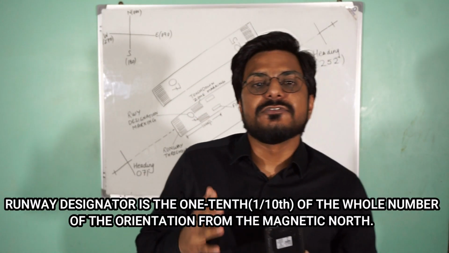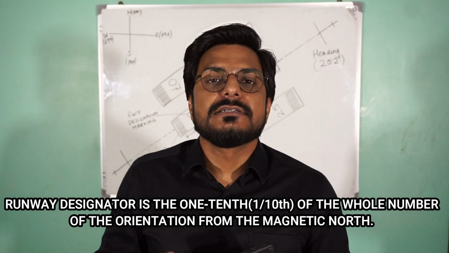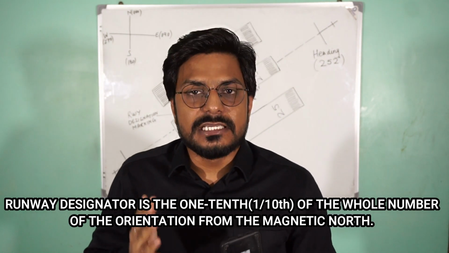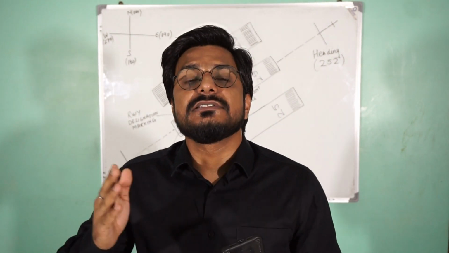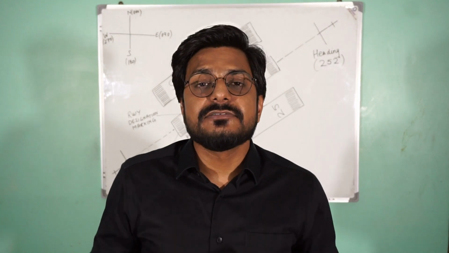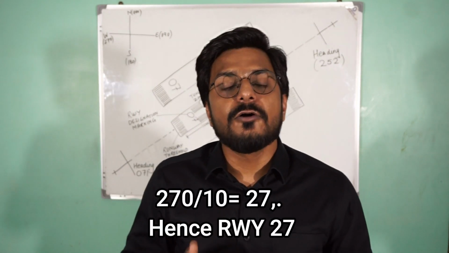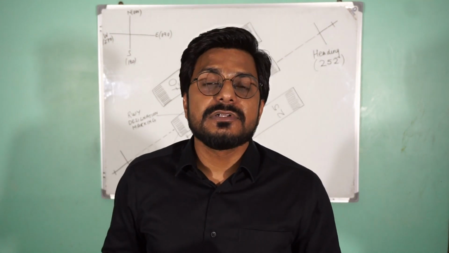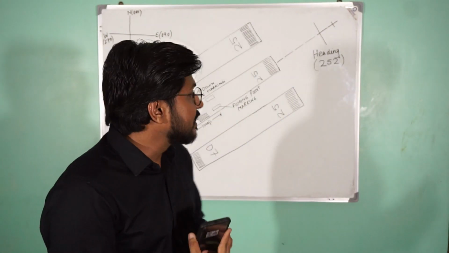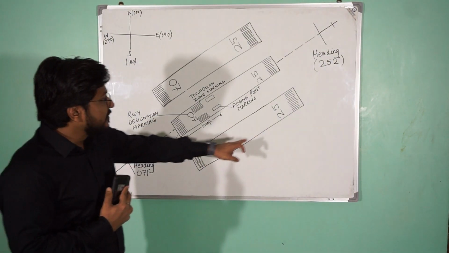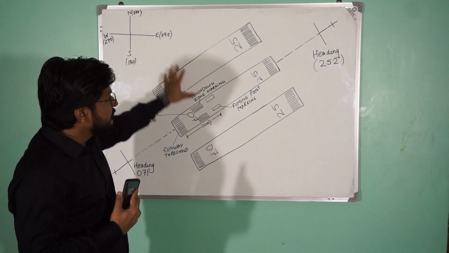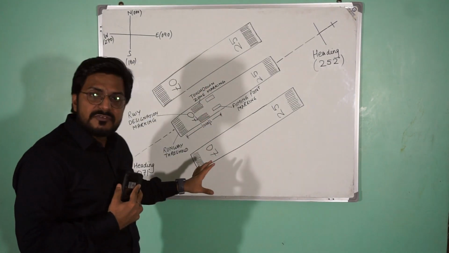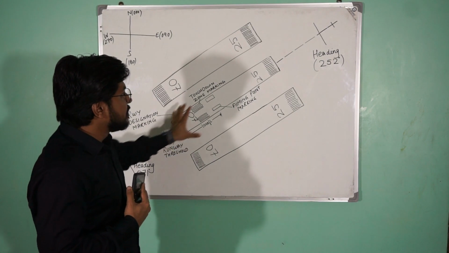Basically, if your aircraft is aligned on runway 27, then the heading of the aircraft will be around 270. So 1/10 of 270 is 27. That is how your runway is designated. Here I have given an example, and you can see that I have written runway 25 and runway 07. Here I have made three parallel runways, so we'll discuss these parallel runways as well, but first we'll discuss this main runway.